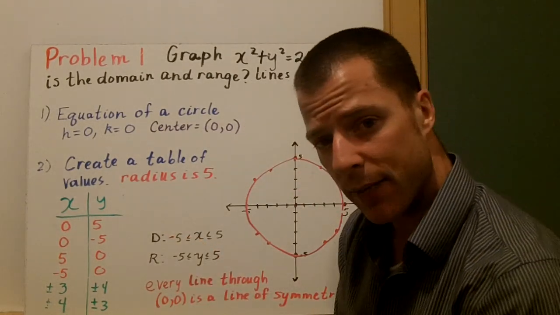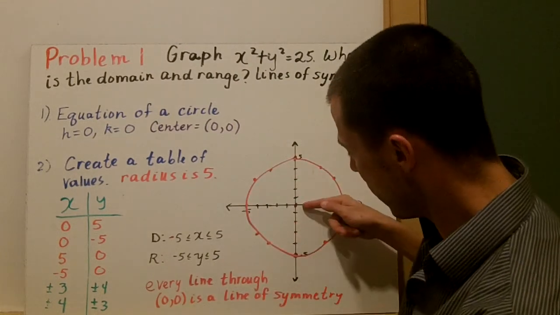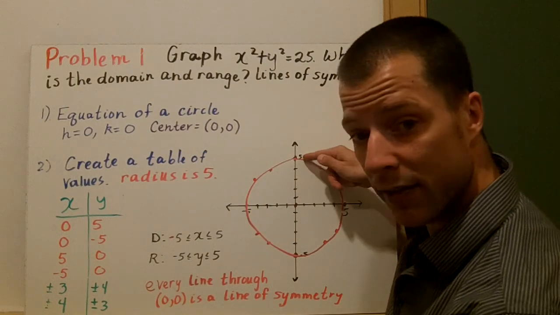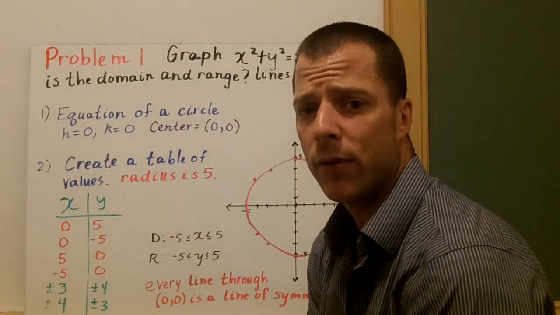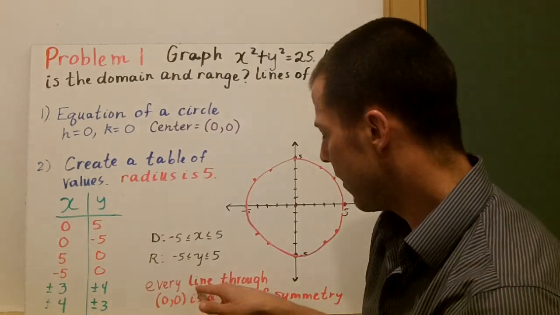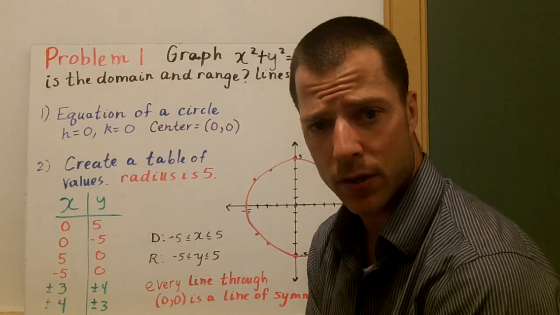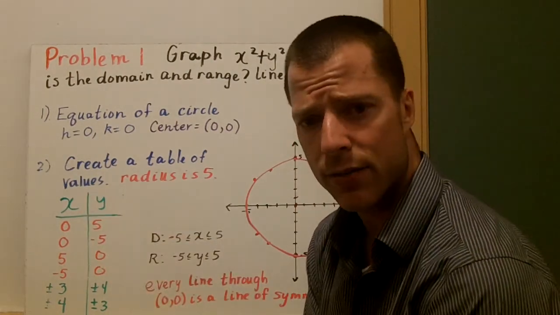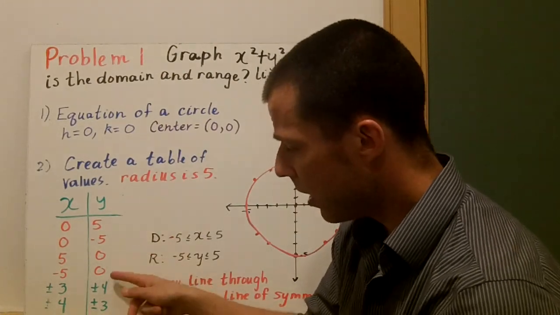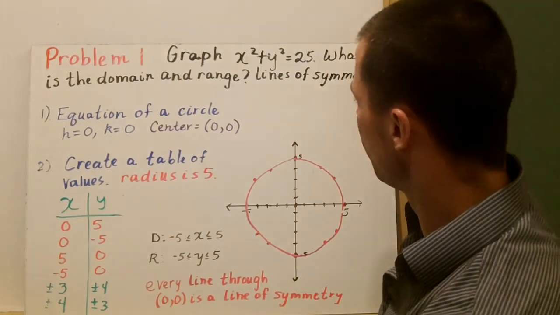Okay, and same thing with the range. How far up and down are we going along the y-axis? Well, same thing. Negative 5 to 5, and so that's my range. With a center at 0, every line through that center is going to be a line of symmetry because this is a circle. Okay? And if you're having trouble figuring out the values, how do I get all these values here, especially the 3 and 4, I'll show you later on after example 2.